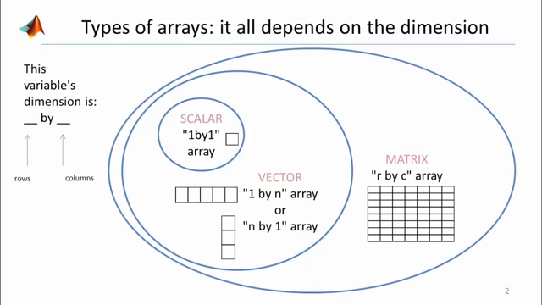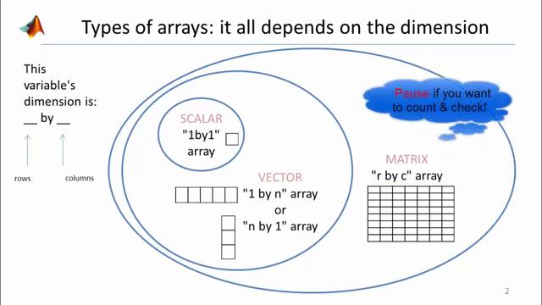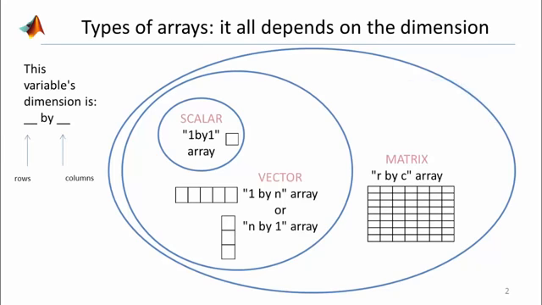The last and biggest category is a matrix, an R by C array. R will be the number of rows and C the number of columns. In this example, I have an 8 by 7. A scalar is a vector and a vector is a matrix. Going the other way around is not necessarily true. But the big picture here is all of these are arrays. If someone asks you what kind of array you are using, what's the dimension of your array? These are what you want to answer: scalar, vector, matrix, with a specific dimension.